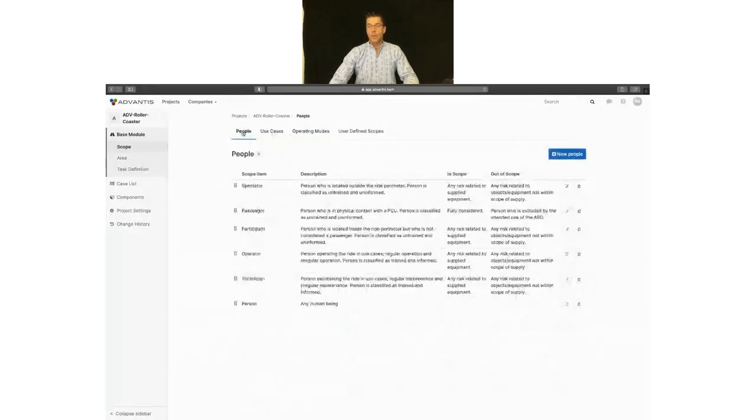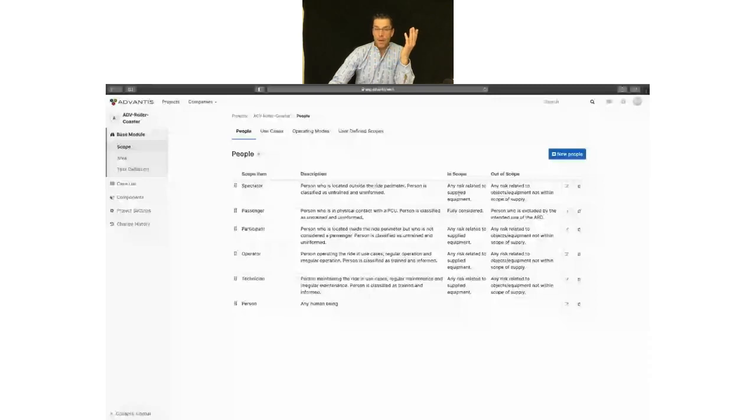So when it comes to people, you should really make up your mind who you are considering and who you are not. Here we just have an example of what the different people interacting with the machine could be named. For example, spectator, you can have a description of what that means. Okay, it's a person outside the ride perimeter, and this person is classified as untrained and uninformed. Okay, clear to me. And then you make a statement what is in scope and what is out of scope from your perspective. If you're a designer manufacturer, I'm saying, look, I'm considering any risk related to my supplied equipment.